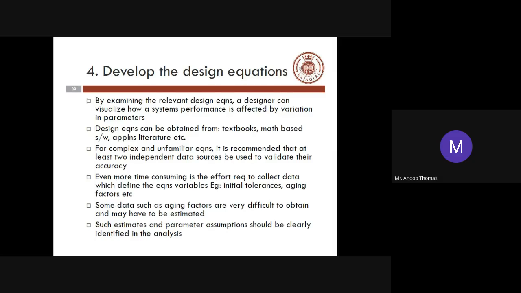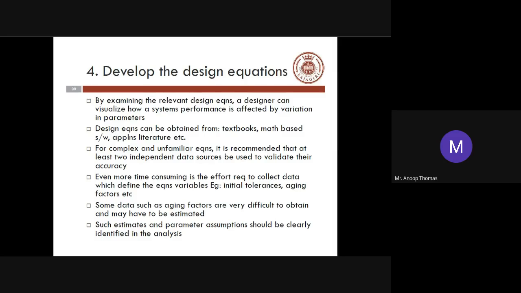Now, the fourth and the most important one is to develop the design equations. As I told you, this is completely associated with maths. So maths is all about equations. So you need to familiarize yourself with the equations associated with it, from which to identify these kinds of minimum and maximum values. So you use your textbooks, math-based software, application literature, everything that you can see across your particular agendas can be used for identifying these kinds of design equations. So it's just telling about those particular kinds of stuff which you can go through by yourself. Relevant documents.